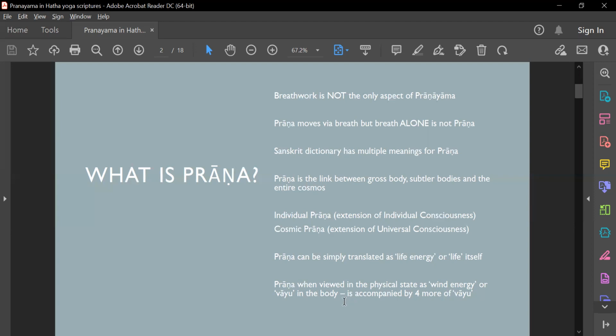Also, not only in Ayurveda, but in many of the other Vedas, prana, when viewed in the physical state as the wind energy or the vayu in the body, is accompanied by 4 more vayus. Can you guys recollect what the 4 vayus are? Prana, and then there are 4 more. If you remember the sub-doshas. Yes, Udana, Apana. There are 2 more.